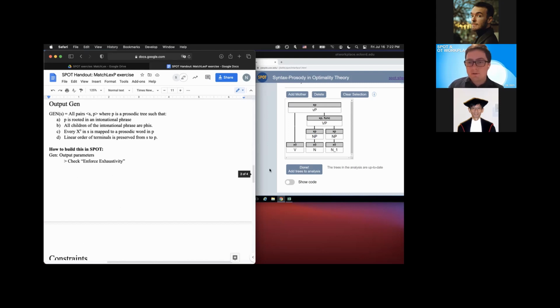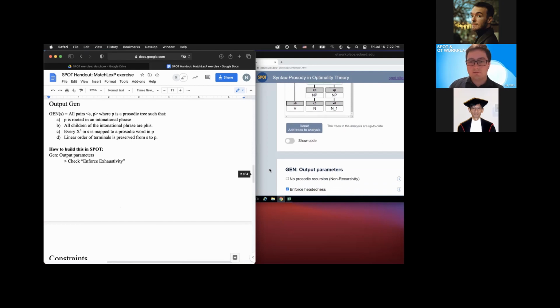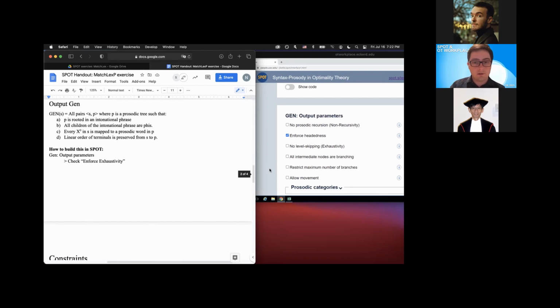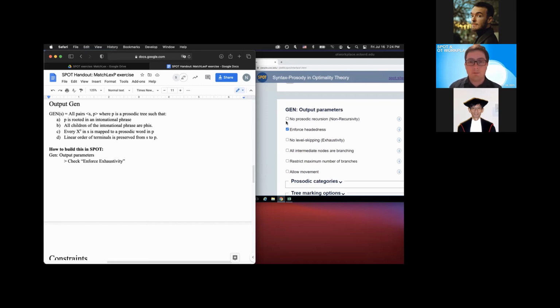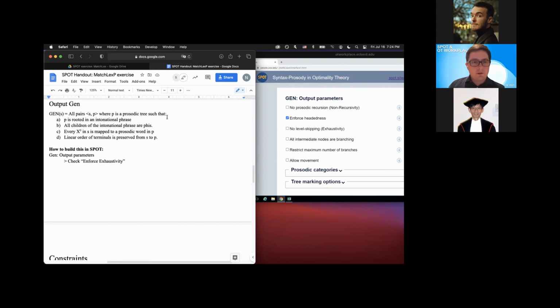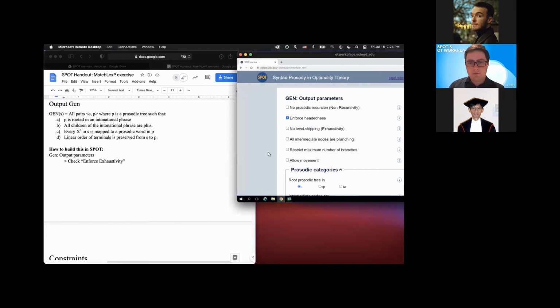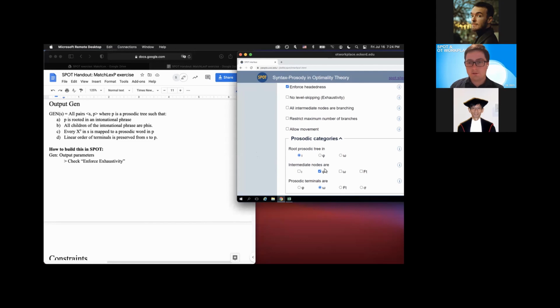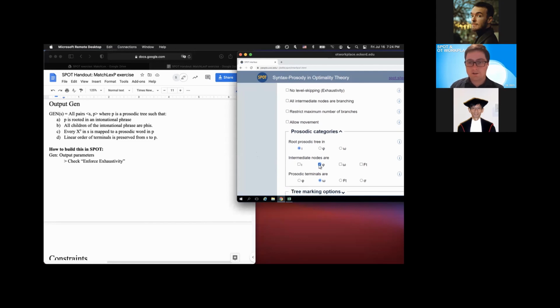And so we're going to go with a fairly simple gen. So we're going to allow for prosodic recursion. As we saw in the typology above, at least one of those languages had recursive phi, so we want to include that in our outputs. And then we're also going to make it so that the root of the tree is an intonational phrase. All children of the intonational phrase are phis. So for the intermediate nodes, we say only phi is checked.